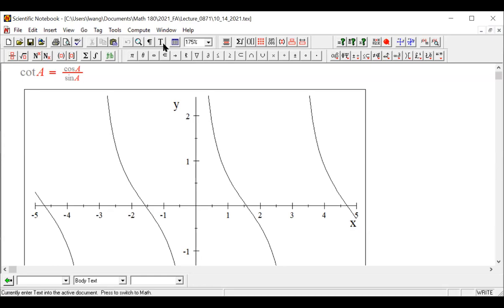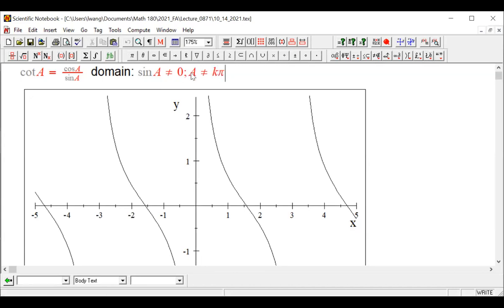So when we determine the domain, we try to find what has to be guaranteed. And the opposite of it is sine A equal to 0. Sine A equal to 0 gives us the x-intercept. So that's how the domain cannot include k pi. Okay, cannot be k pi.